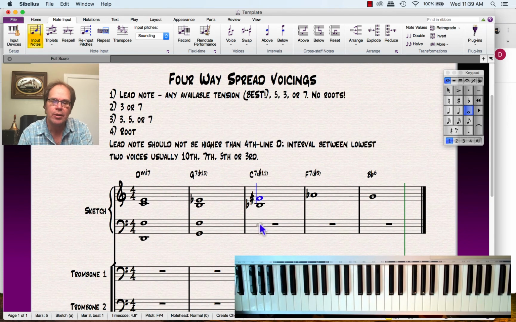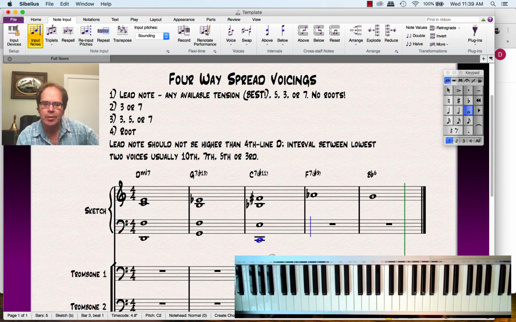That means we need a 3rd. And look how nicely it's voice leading. And then I'm going to go ahead and put in this low C. This is getting towards the bottom of that bass trombone. I mean, most bass trombonists can actually go quite a bit lower than that.